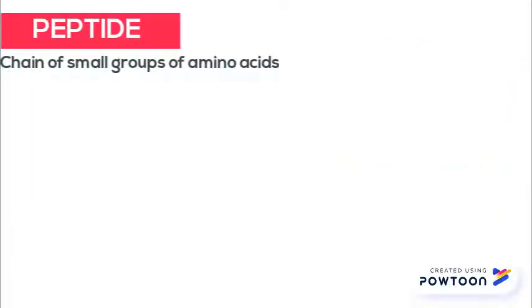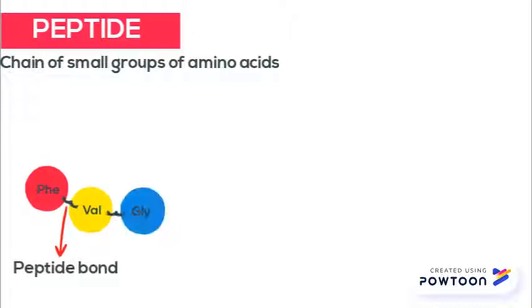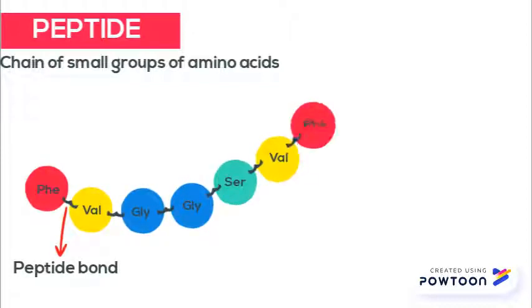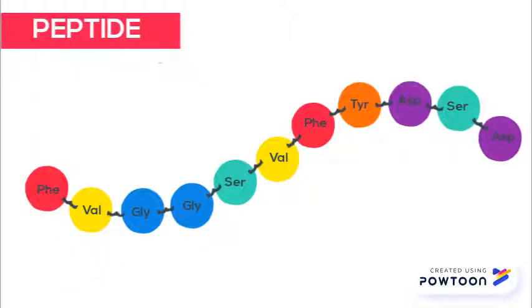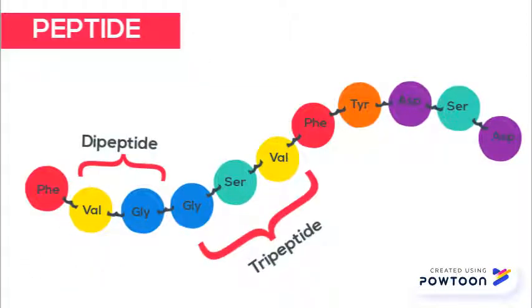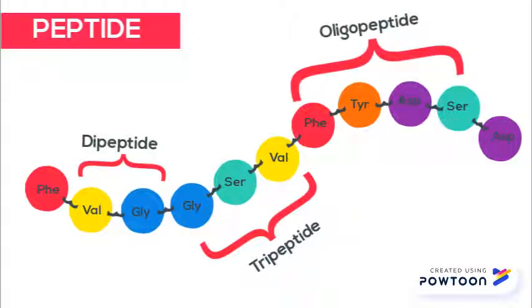A peptide is a chain of small groups of amino acids linked to each other by a peptide bond. Some examples of amino acids are phenylalanine, valine, glycine, and serine. The union between two amino acids is called a dipeptide. From 3, tripeptide. From 4 to 10, oligopeptides.